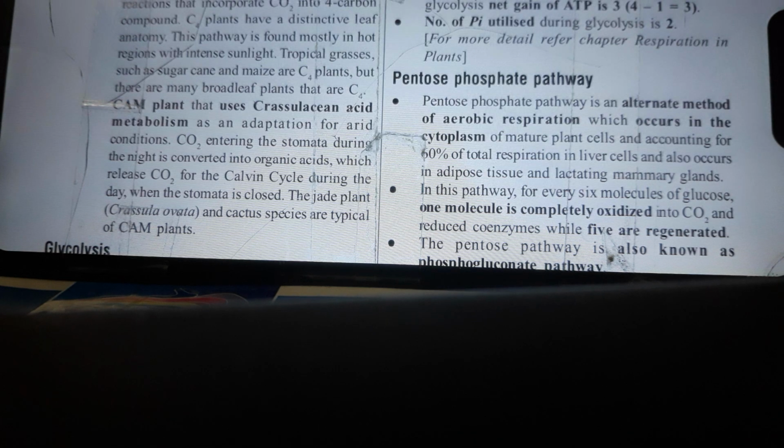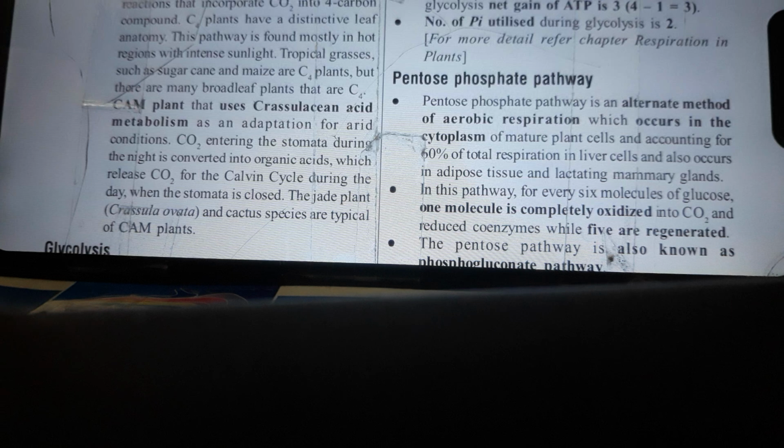So this pathway of the C4 plant prefaces the Calvin cycle with reactions that incorporate CO2 into a 4-carbon compound. C4 plants have a distinct leaf anatomy. This pathway is found mostly in hot regions with intense sunlight. Tropical grasses such as sugarcane and maize are C4 plants, but there are many broadleaf plants that are C4.